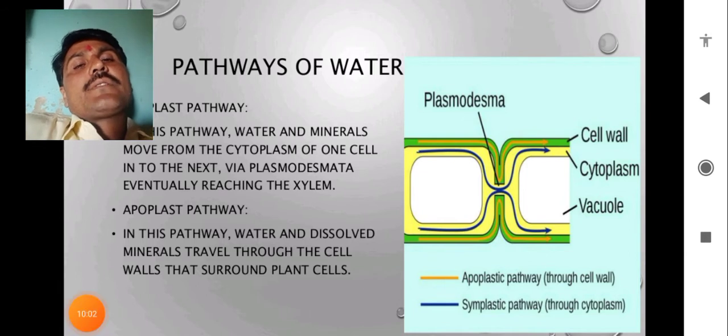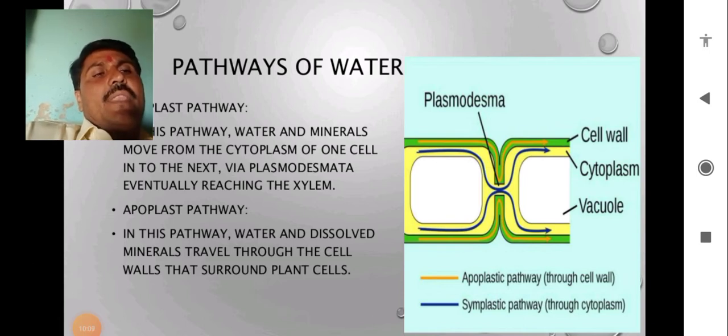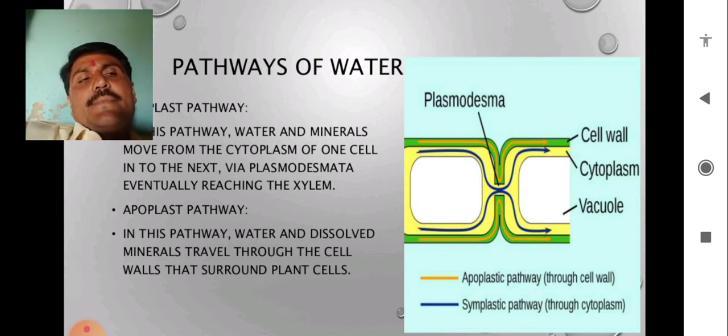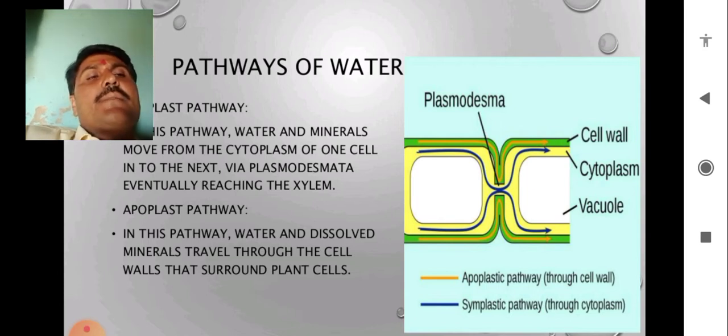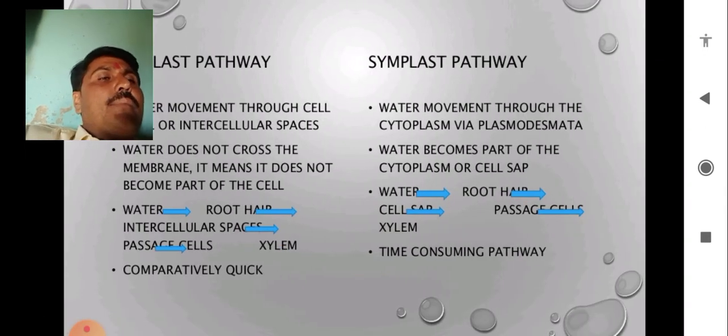What is next to the apoplast? So there are two pathways of water: the apoplastic pathway and the symplastic pathway. One has to keep in mind that the symplastic pathway takes place in the cytoplasmic space of the cell, by the medium of the plasmodesmata, and eventually reaches the xylem. In the apoplastic pathway, water and dissolved minerals travel through the cell walls, and we know that these cell walls surround the plant cells.